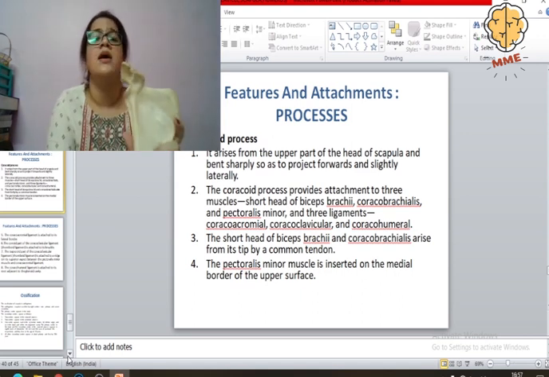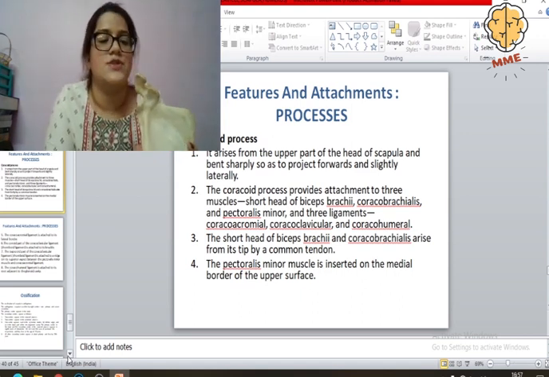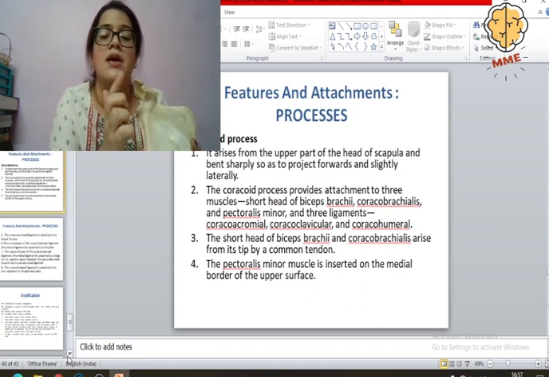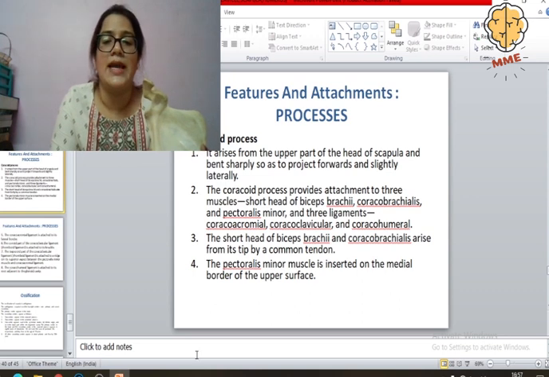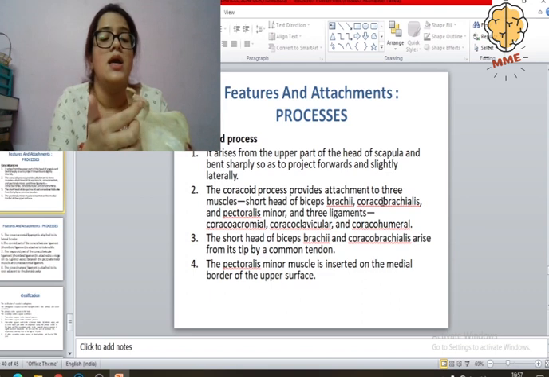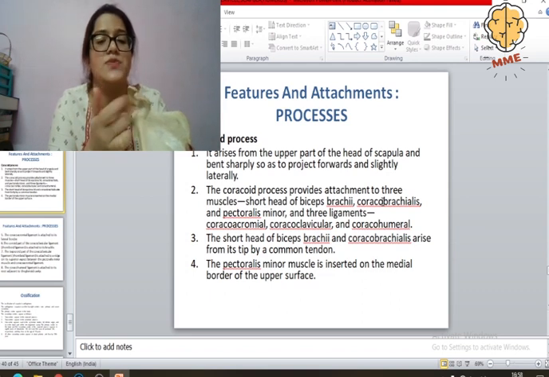so far as the muscle attachments are considered. So remember, it has a tip. This medial part has a tip, right? Short head of biceps brachii, coracobrachialis, pectoralis minor, and 3 ligaments. So 3 muscles and 3 ligaments. Coracobrachialis is medial to the short head of biceps brachii, right? And they arise from the tip.